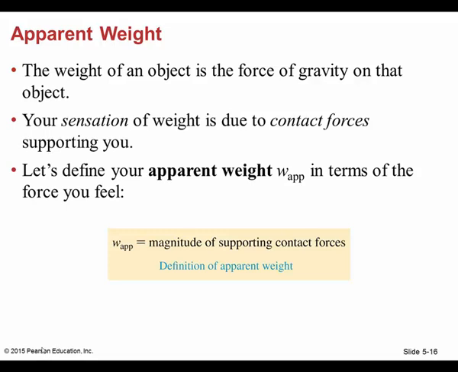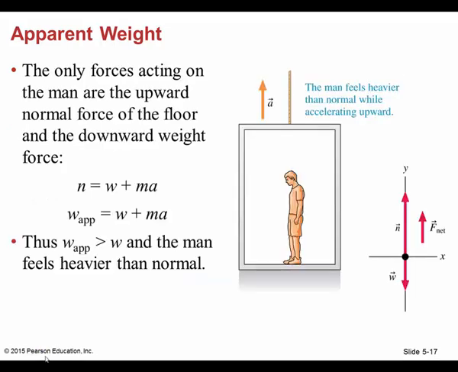All right, now what is apparent weight? There's a difference in weight and apparent weight. Apparent weight is basically the sensation of weight due to the forces that are acting on you. And here they tell you the apparent weight is the magnitude of supporting contact forces. Well, what about someone in an elevator? Your apparent weight is actually equal to the weight plus the mass times the acceleration. Now, why is that the case?